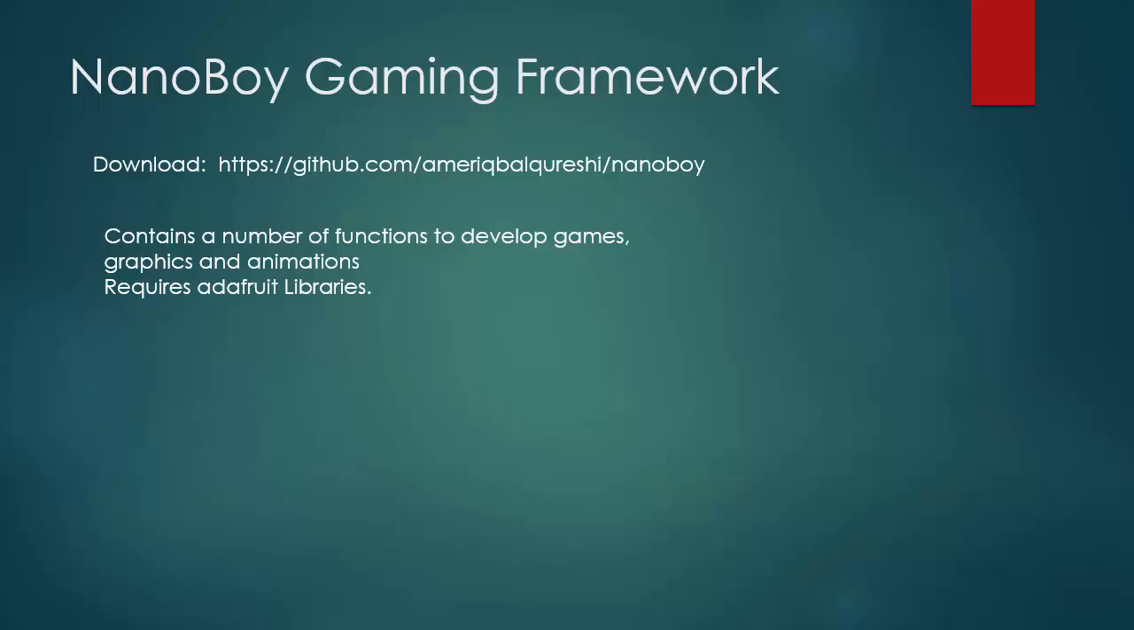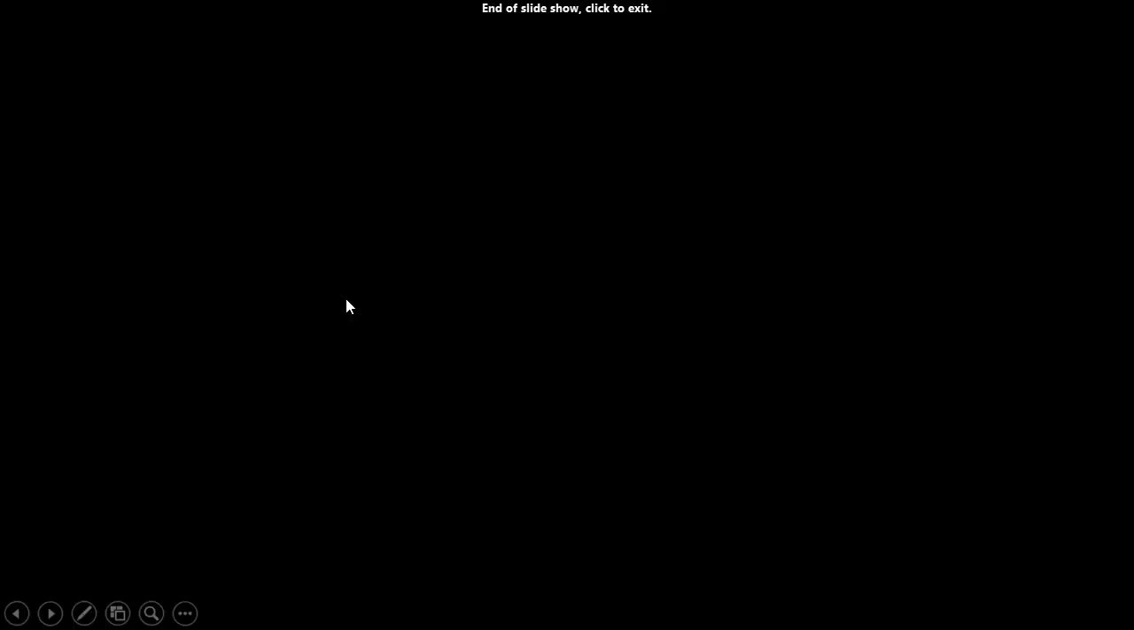So the gaming framework, which we will be discussing later, is developed only by us and is available from our GitHub repository. We will mention it in the description, and you can download it. It contains a number of functions to develop the games because it abstracts away many hardware details and gives you concepts like sprites, animations, collisions, etc. All these things are detected automatically by this library. Remember, this library depends upon the Adafruit library, so you will have to install those libraries first.